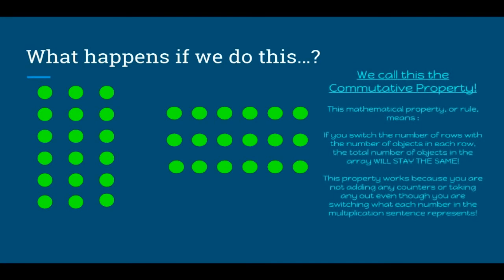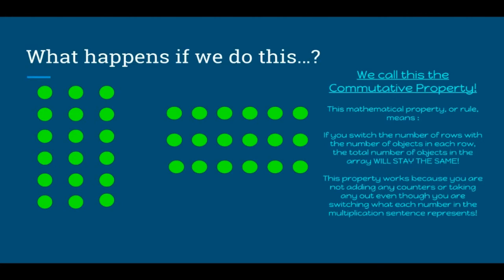We call this the commutative property. This mathematical property or rule means if you switch the number of rows with the number of objects in each row, the total number of objects in the array will stay the same. In the first array, we had a total of 6 rows. We had 3 in each row. But when we made the second array, we switched the 6 rows with the 3. And we switched the 3 in each row with the 6.